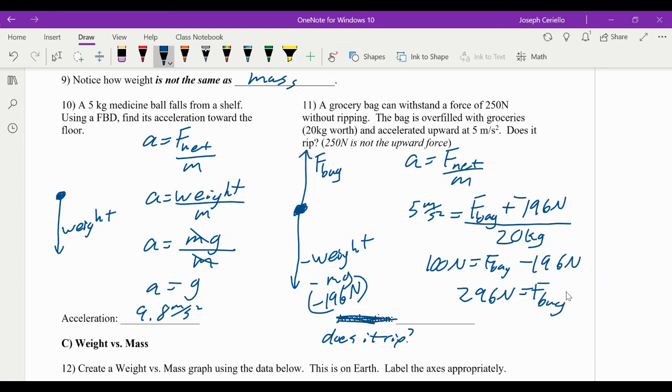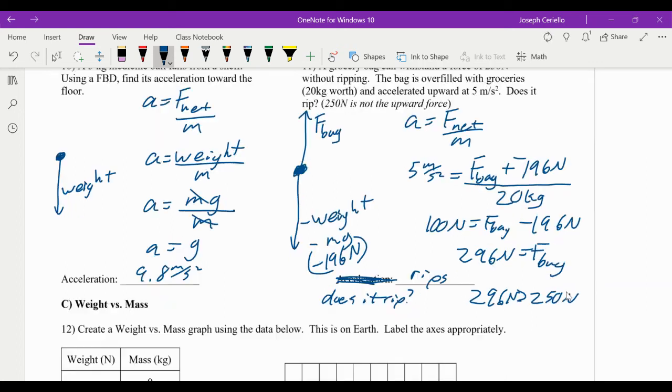Okay, so does it rip? Let's see. The force of it. Yeah, it does. It's more than 250. 296 greater than 250. So it rips. All right.